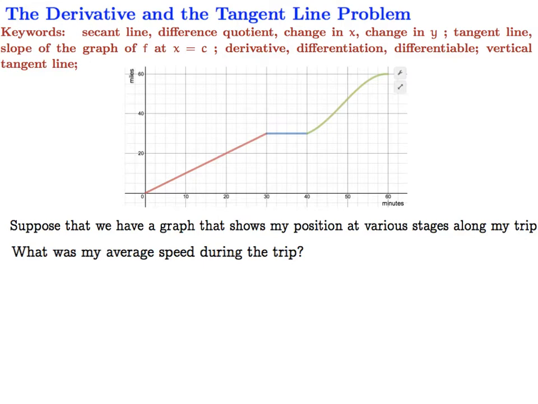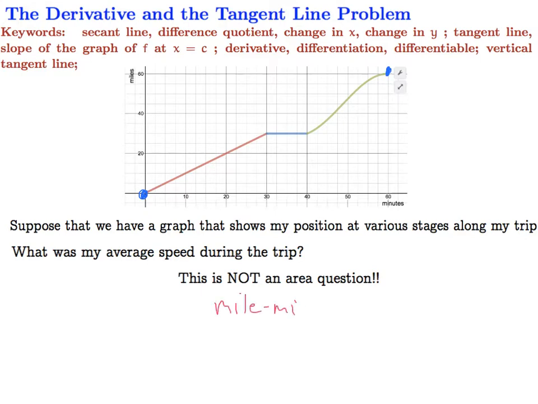And so what we do is we look down here at the corner, we see that at time 0 I started at 0, and I ended my trip at 60 minutes up here at 60 miles. So one thing I hope you think is that this is not an area question. If I found the area underneath my curve, I'd have mile minutes as my units. I don't know what a mile minute is, but it's definitely not what speed is. Speed, we need to compute miles per minute instead. Speed's a rate, so it's going to be a something per something.